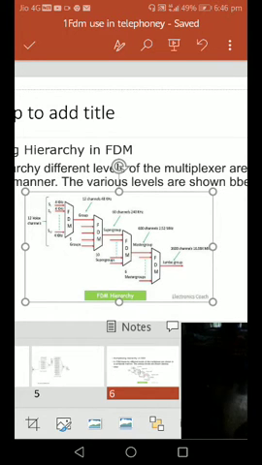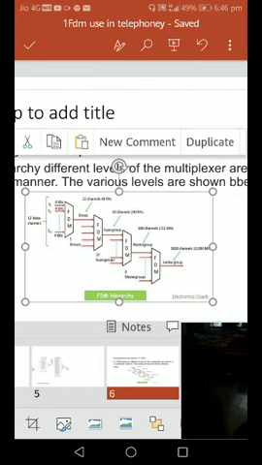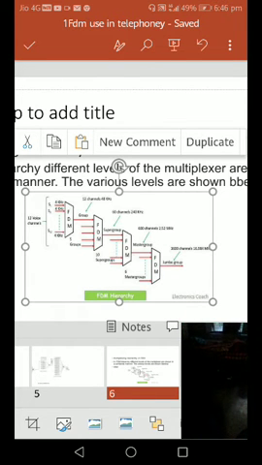This is the hierarchical structure of frequency division multiplexing.